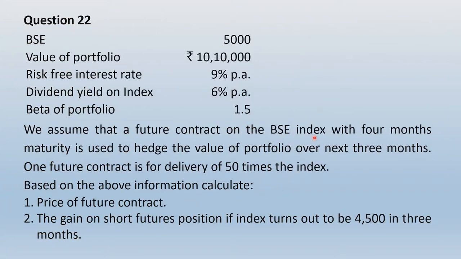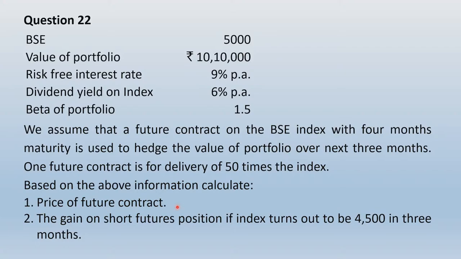So we have a 4 months contract, so we will find the futures price easily. So 5000 is the spot price. To this you have to add interest. Interest will be computed as 5000 into 9 minus 6, that is 3%. So 5000 into 3% into 4 by 12, that will be the interest element. Added to 5000, you will be getting the theoretical price of the futures.